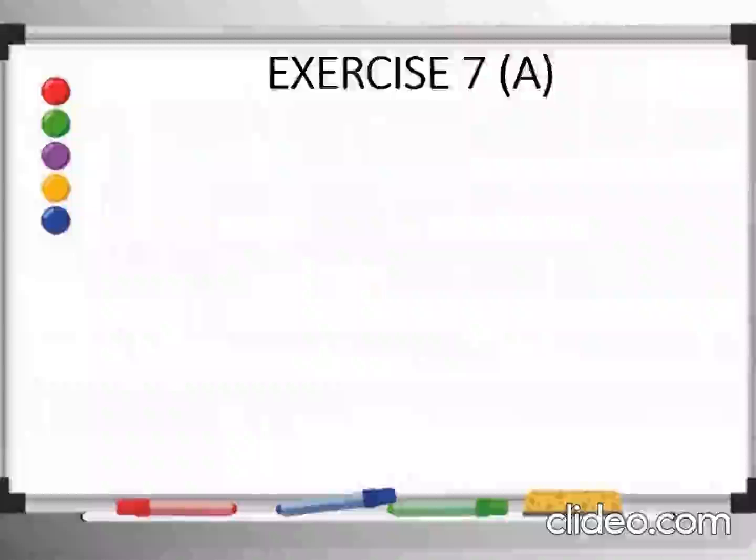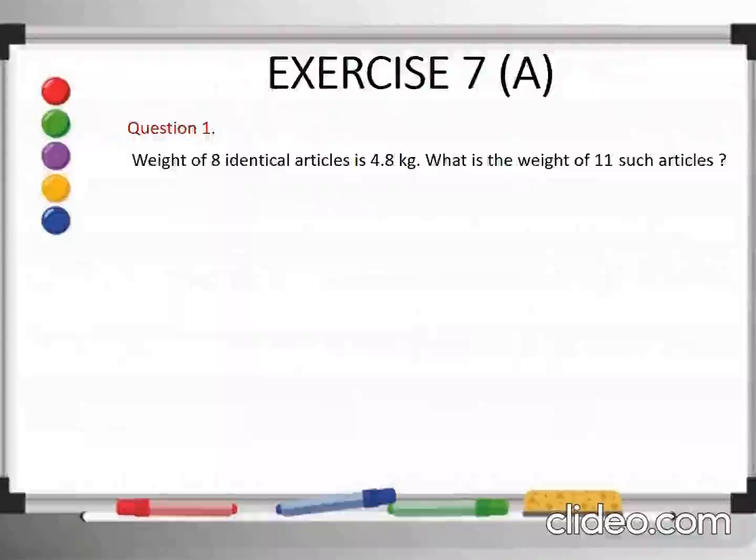Now we'll start with exercise 7a on page number 88. In this exercise, we have only question number 1 to question number 10 in your syllabus. Let's start with the first question. Question number 1. Weight of 8 identical articles is 4.8 kg. What is the weight of 11 such articles?